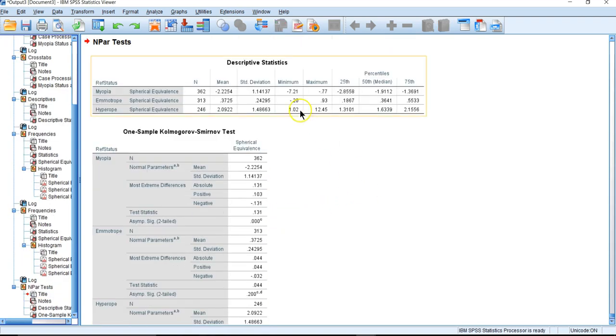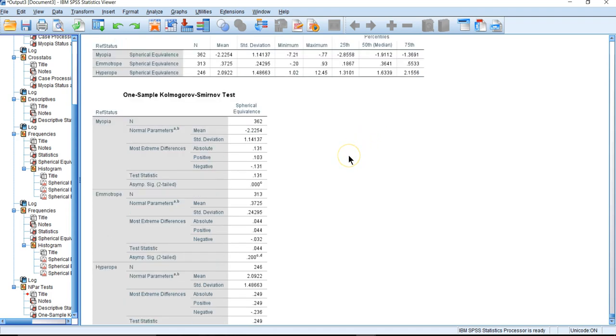And so here's our mean, standard deviation, the percentiles. Those means should match above. The median, the 50th percentile, should match what we found above. And let's come down here and look at myopia. We rejected the null hypothesis that our distribution was normal. So the null hypothesis is a normal distribution, and we reject that.